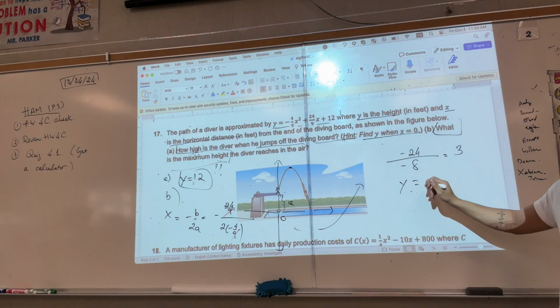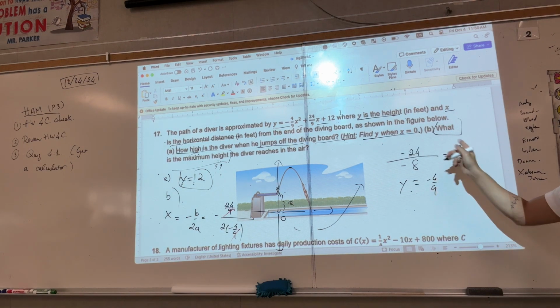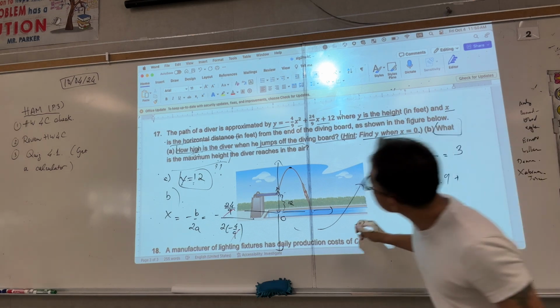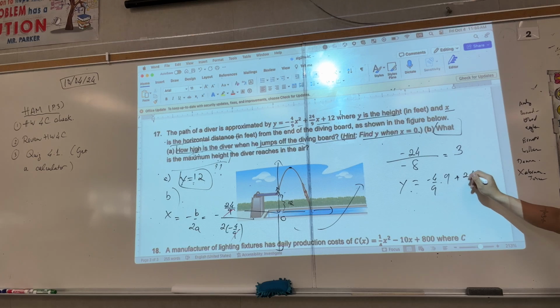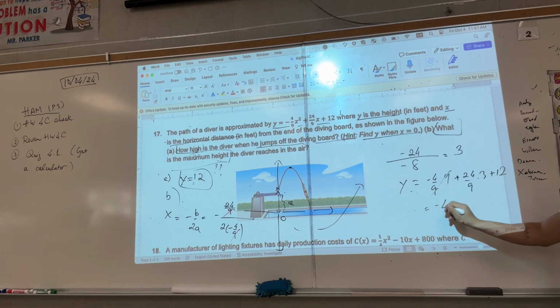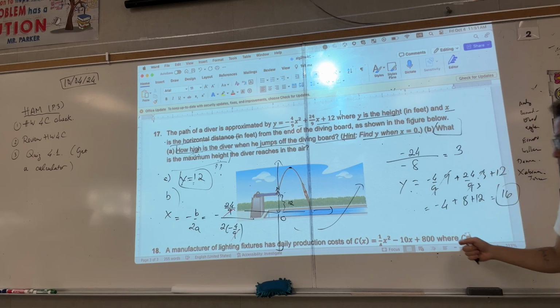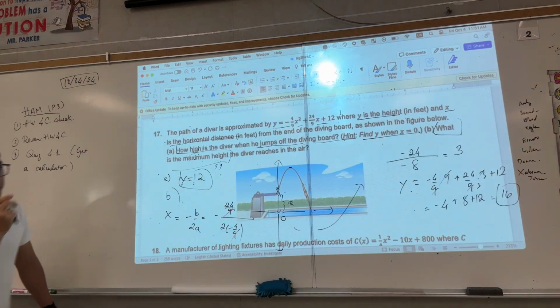Can you plug in to find the y? Yes, right? 3 squared is 9. The 9s cancel. Plus 24 over 9 times 3, plus 12. So the 9s cancel and I have negative 4 times 3, so negative 12. Plus 24 over 9 times 3 is 8, so plus 8 plus 12. So this is 20 minus 4, which is 16. Is that 16? How many of you got this same answer? Good. Okay.